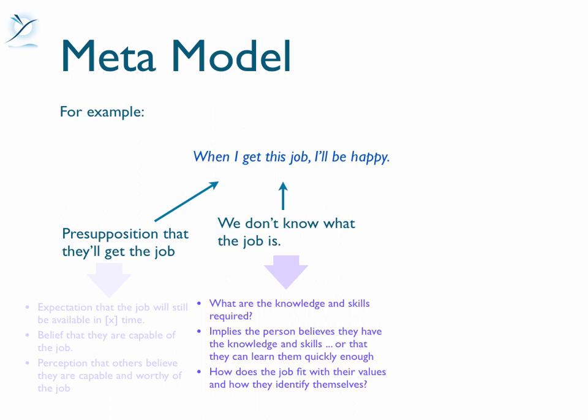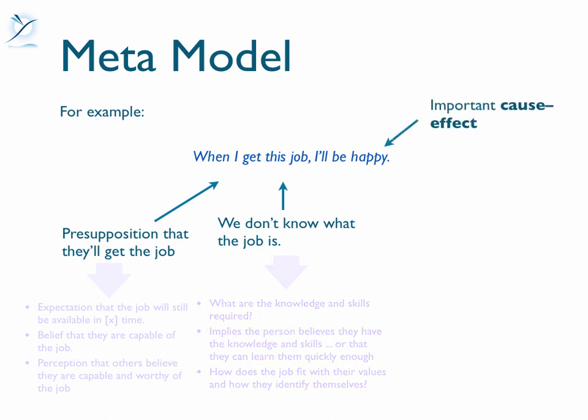There's one other singularly important aspect of this. There's an important cause-effect. That's in the structure of the sentence. When I get this job, I'll be happy. That's suggesting that the gaining of the job will cause a state of happiness. But we might ask questions in our own mind, and there may be questions we'll ask the person eventually, but there'll certainly be things that the NLP practitioner thinks about.